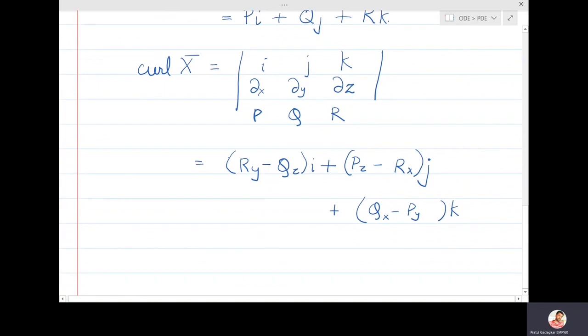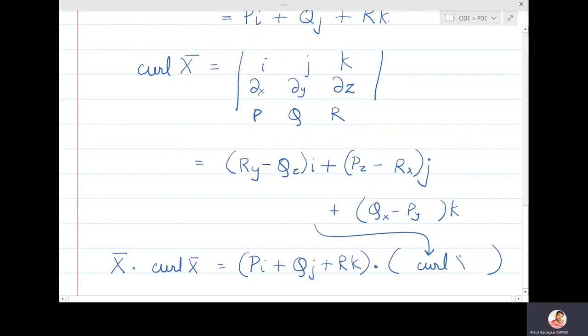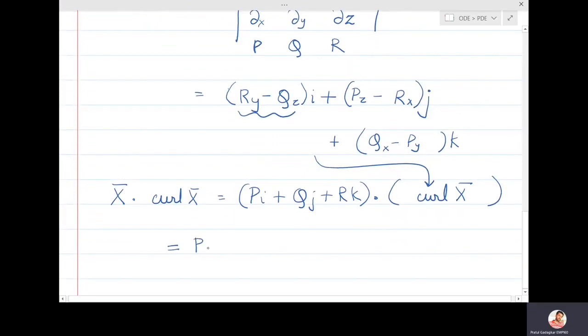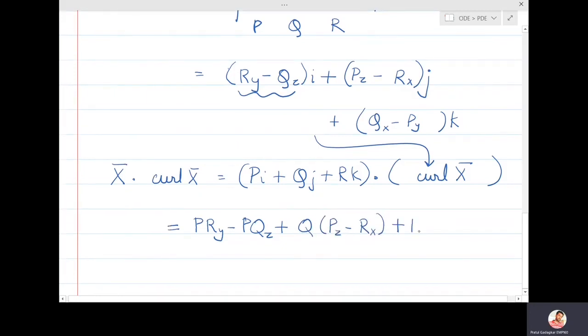So what is x bar dot curl x bar? Well, we know that x bar is pi plus qj plus rk, dot this vector curl x bar. So let me write it, curl x bar. When I take the dot product, what will I get? The p will multiply this, so I will get p(ry minus qz), plus q times (pz minus rx), plus r times (qx minus py).